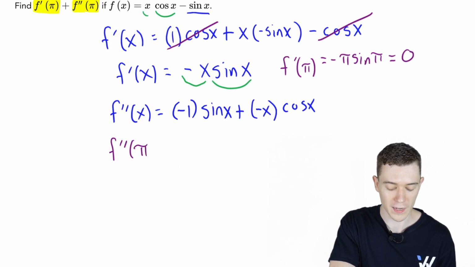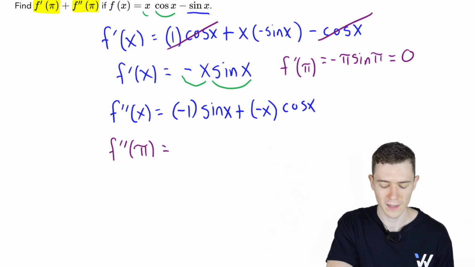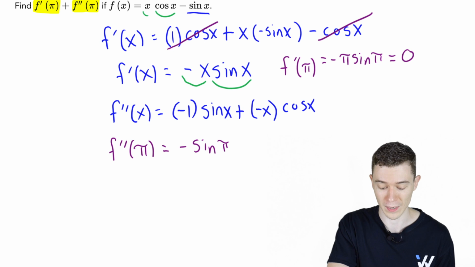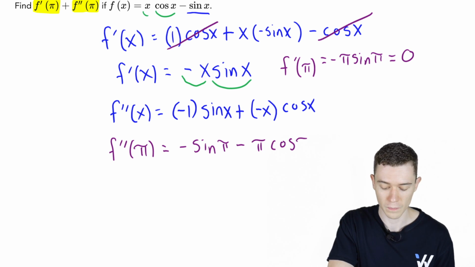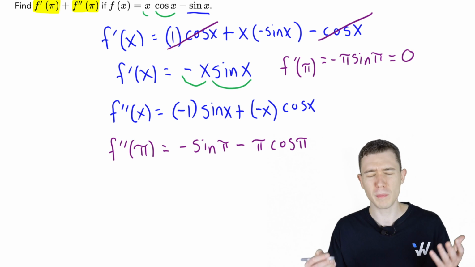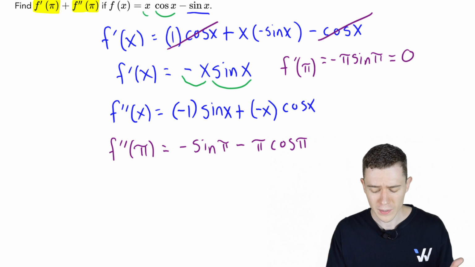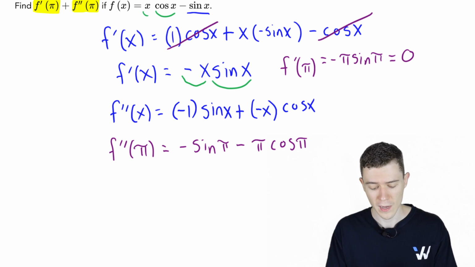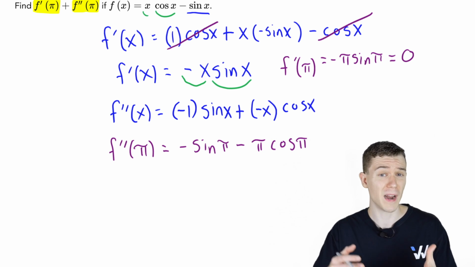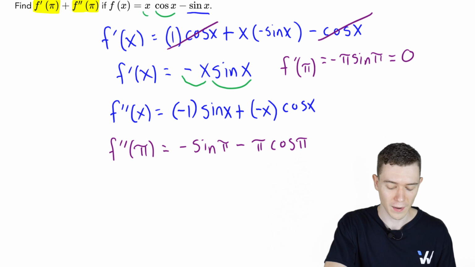We wanted it at pi. Let's plug pi in here. Everywhere we see an x, this would be minus sine of pi. Hey, we already know what that's going to be. Then we have a minus pi cosine of pi. So again, sine of pi, that's 0. Cosine of pi is negative 1. So this second term here, minus pi cosine pi, that's like minus pi times minus 1. I believe this will just be 1 pi.